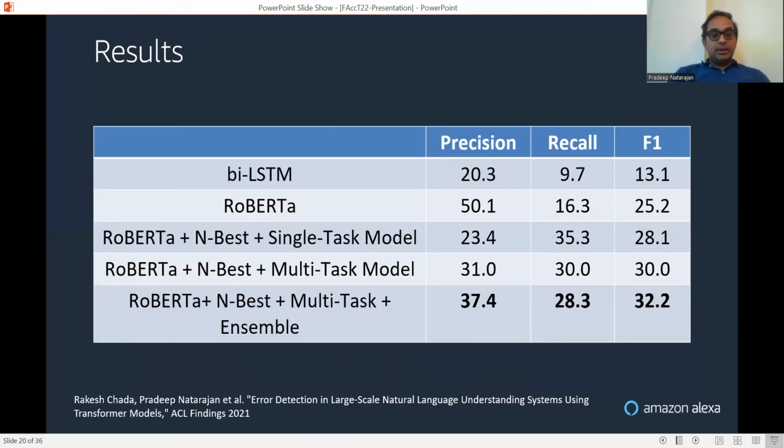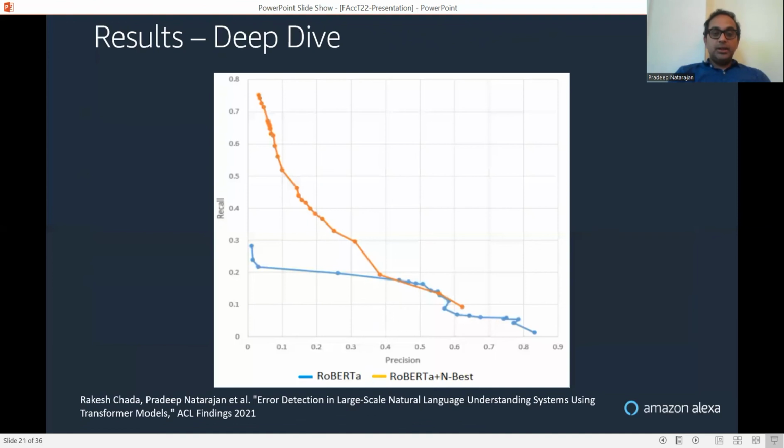If you look at row 2, you see a Roberta-based model where we just encode the current utterance and use it to classify, versus all the other additional things we added. If you look at the F1 scores alone, we improved from 25.2 to 32.2, which is significant. But if you dig deeper into the trade-off between precision and recall, we find that the simple Roberta-based model has very high precision initially. That is, it detects a whole bunch of utterances. But as we start lowering the threshold, the recall doesn't go up as much.